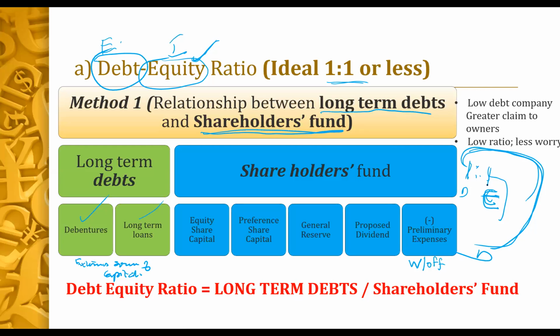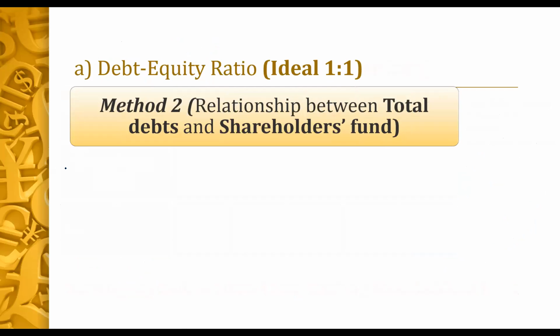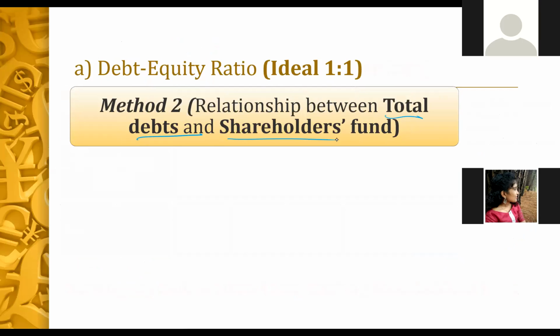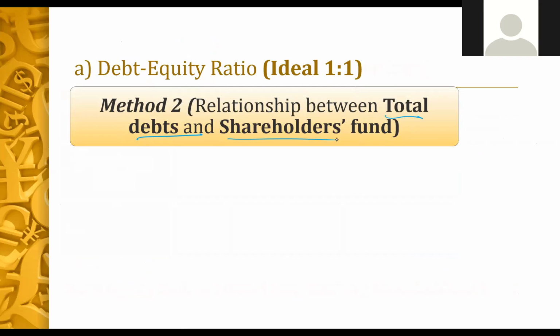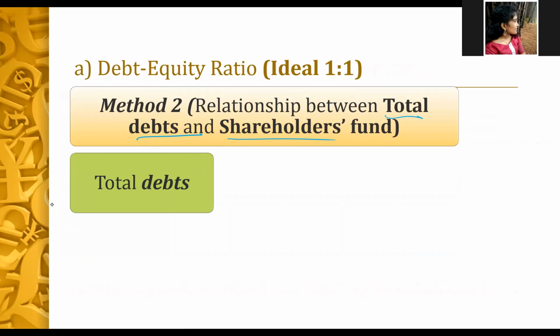This is the first method. Here we are identifying the relationship between long-term debts and shareholders fund. We have the second method where we are drawing the relationship between total debts and shareholders fund. Only one thing is additional here. What would that be? Total debts. Total debts means long term and short term. What we have to pay in the short term, what is that? Non-current liability? Exactly. Total debt means apart from long-term debts, we'll be adding current liability also.